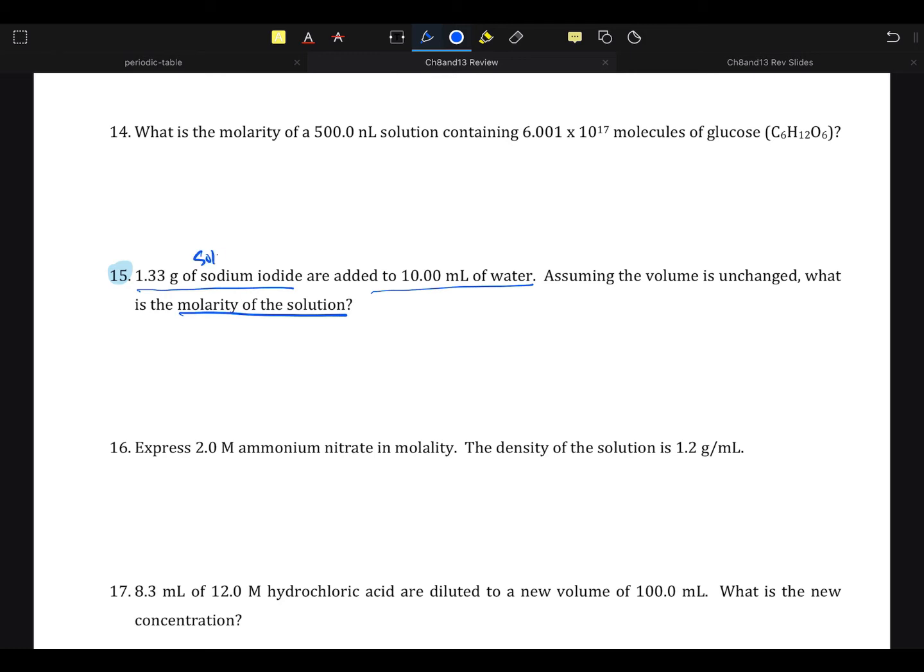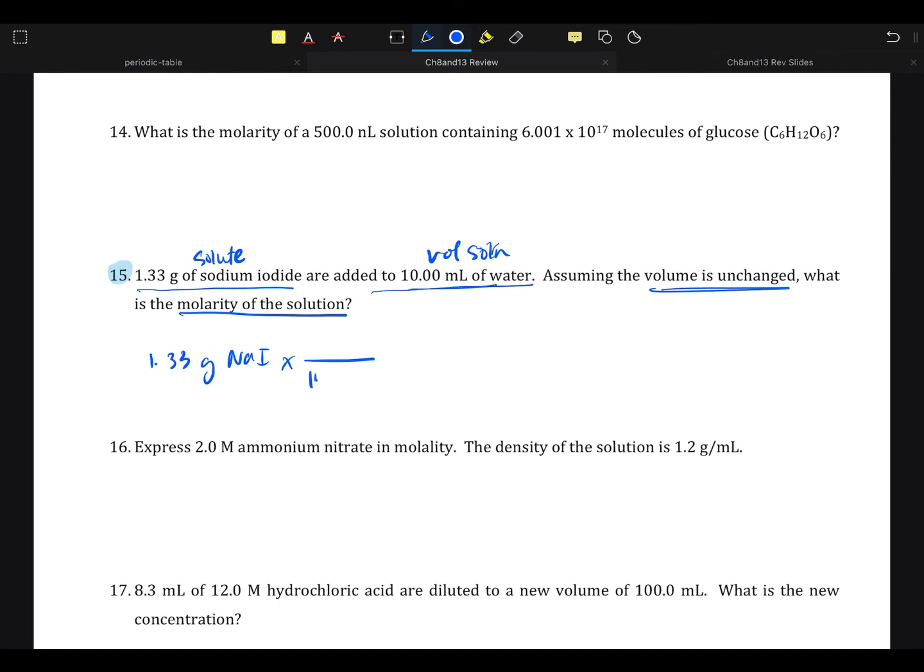So here is my solute, and it's added to this, and it says the volume is unchanged. So this is the volume of my solution. And then I just need to get everybody into the right units. So I'll take my 1.33 grams of sodium iodide, and then I will get the molar mass of sodium iodide, 149.89 grams of sodium iodide for every 1 mole of sodium iodide. And then I will divide by the volume of my solution, and grams of sodium iodide cancel. I'm left with moles of solute over liters of solution.